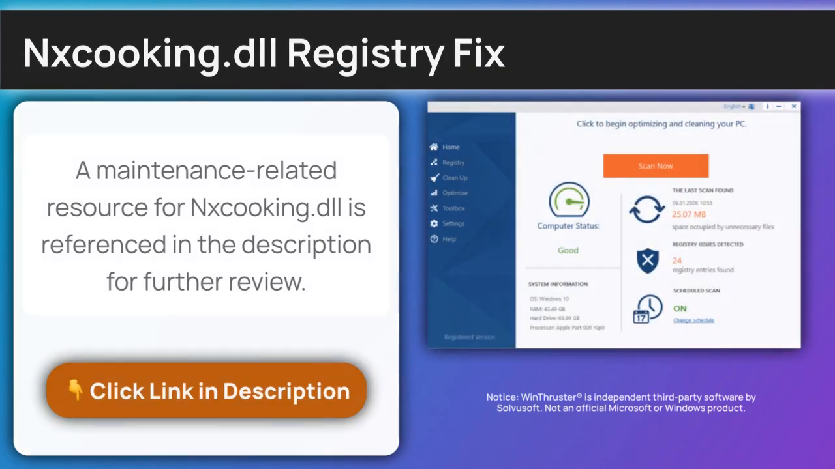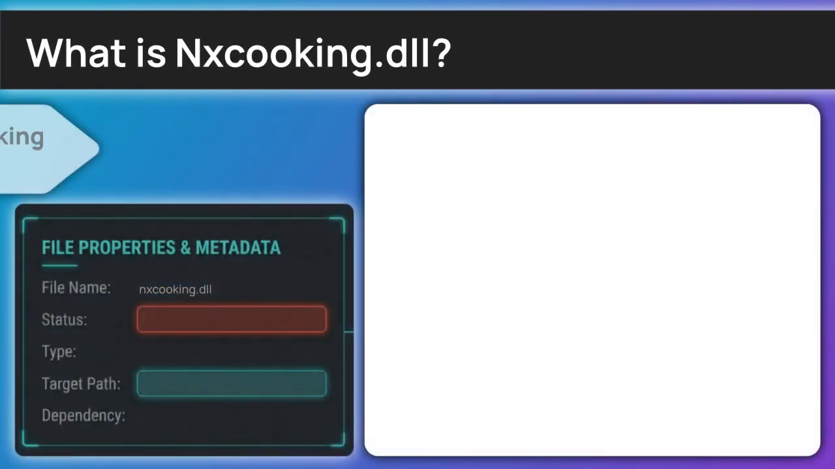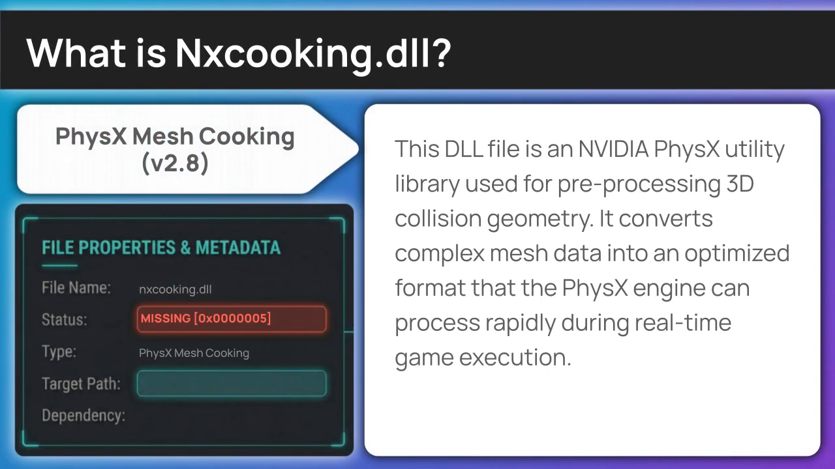This DLL file is an NVIDIA PhysX utility library used for pre-processing 3D collision geometry. It converts complex mesh data into an optimized format that the PhysX engine can process rapidly during real-time game execution. With the explanation out of the way, let's refresh the affected files.